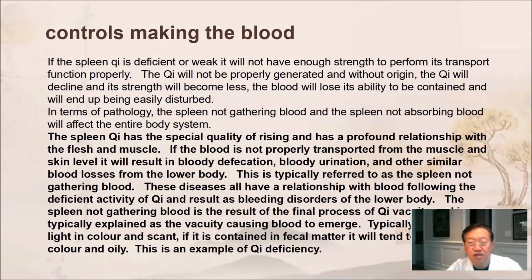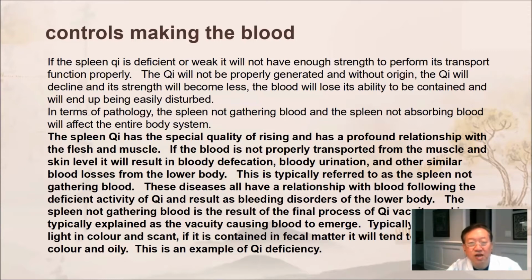If the spleen qi is deficient or weak, it will not have enough strength to perform its transport function properly. The qi will not be properly generated and without origin. The qi will decline and its strength will become less. The blood will lose its ability to be contained and will end up being easily disturbed.